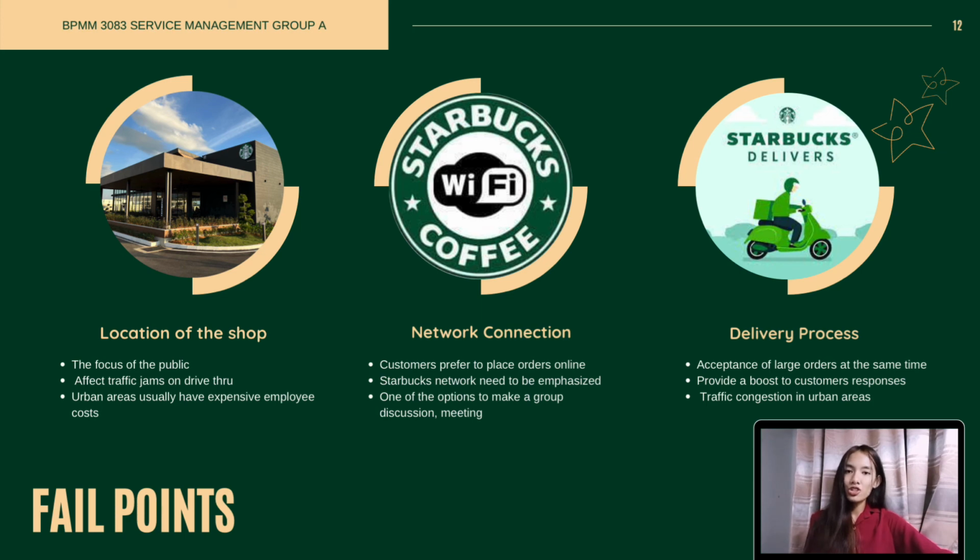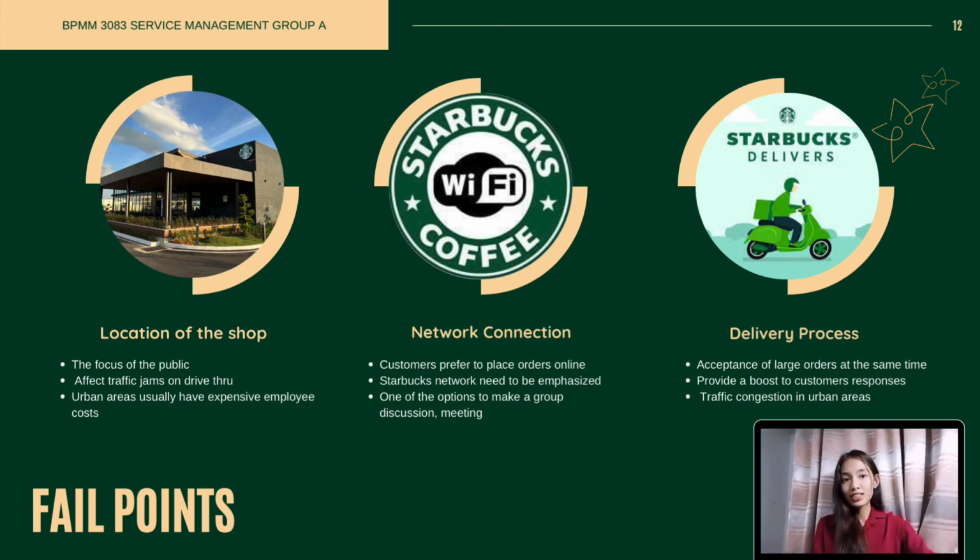Next is network connection. Customers prefer to place orders online rather than going directly to Starbucks, so the weak aspect of the network also needs to be emphasized. When there is a network problem in the store, the baristas overlook the orders made online. This will directly impact the delivery process and also customers. Apart from that, Starbucks is also one of the options for group discussions, meetings, or other things. So, having a good network provision at Starbucks can guarantee customers good service as well as bear in the customers' minds to revisit the shop.